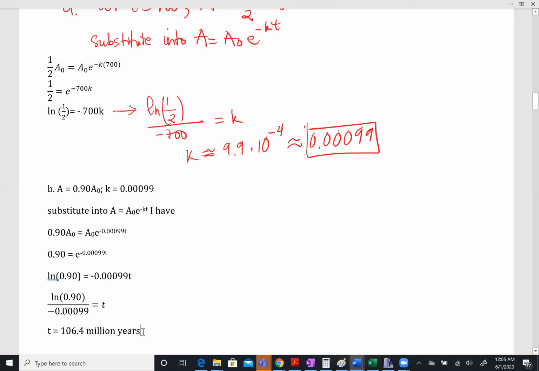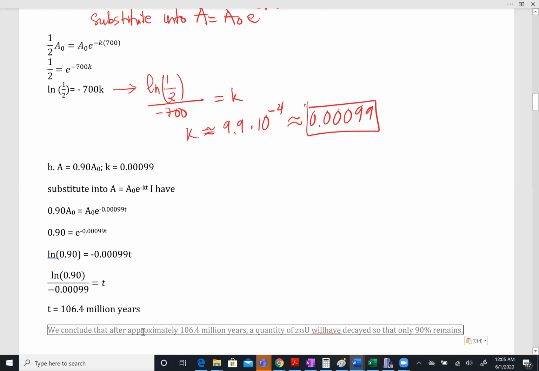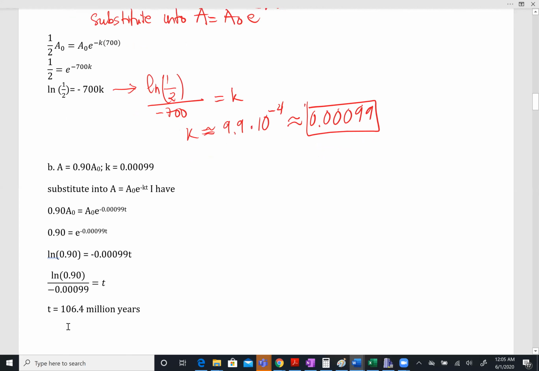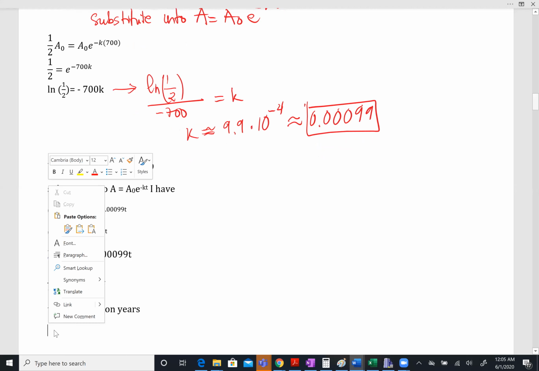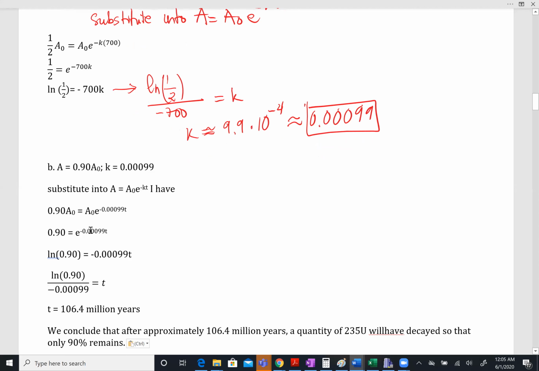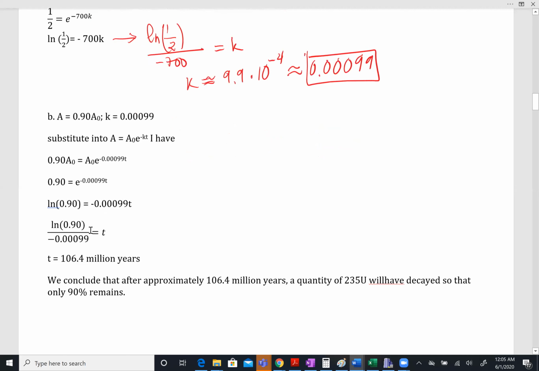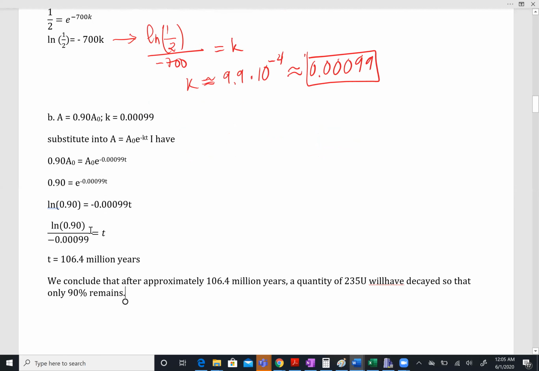I would like to make a conclusion: we can conclude that after approximately 106.4 million years, a quantity of uranium-235 will have decayed so that only 90% remains. Okay, so I have covered section 4.2 today.